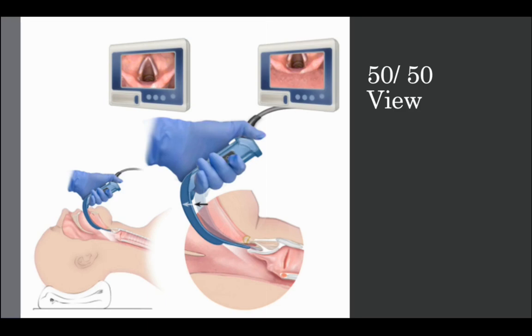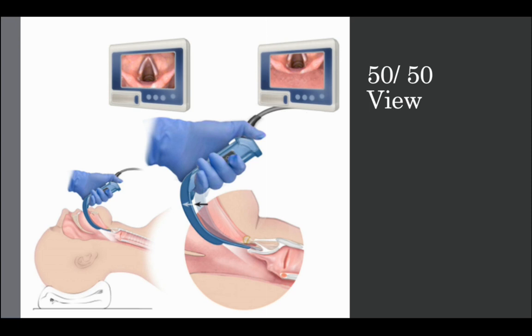The other trick is that we need a 50-50 view. So the picture on the left here, you see this beautiful view. The vocal cords take up the whole screen. This will actually make it very difficult to pass the ET tube because likely the trachea has been tilted upward and I have no visual field to see where my tube is or where it is coming in on this airway. So if you get into the airway and you have this big view, back up a little.